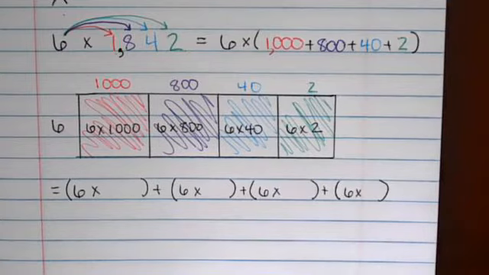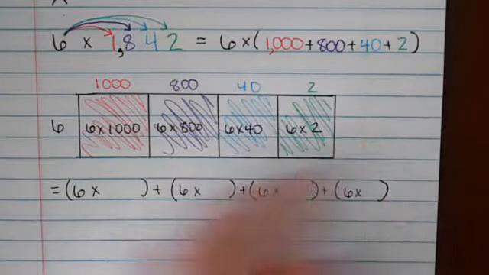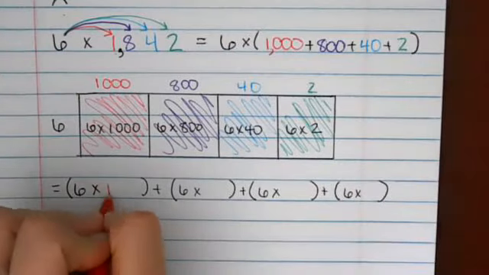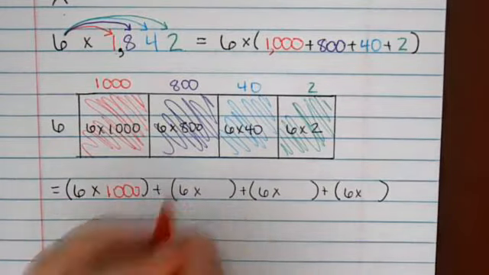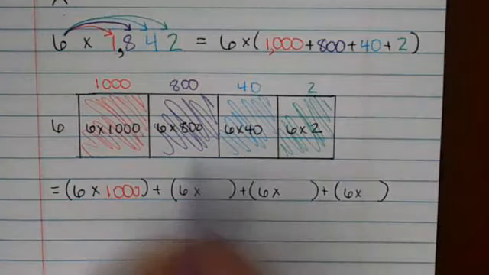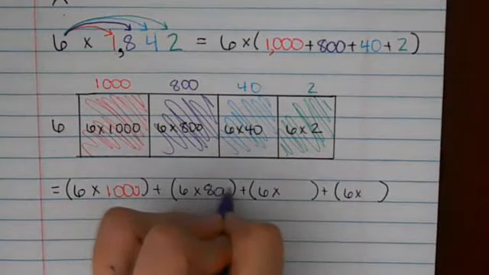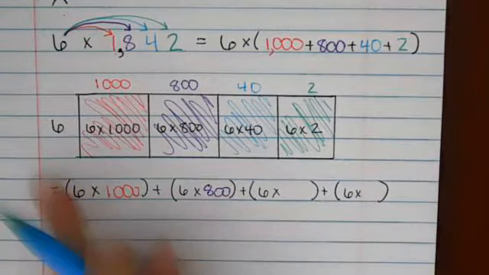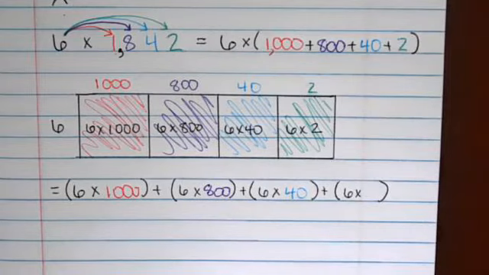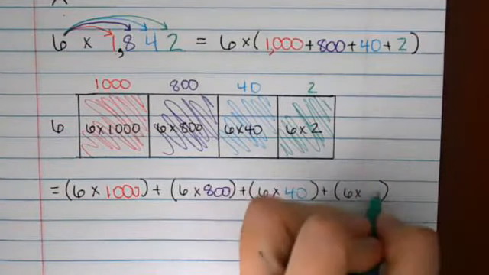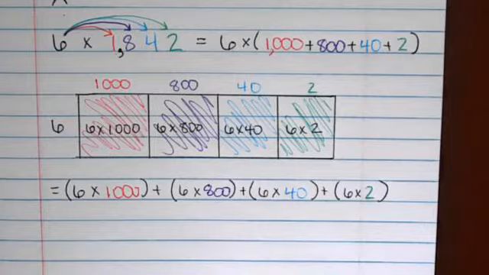Again, the reason why we're doing this is because of place value. You guys need to be able to remember that this is 6,000. So 6 times 1,000. This is the 8 in the hundreds place, so 6 times 800. This is 6 in the tens place, which is 6 times 40. And then 6 times 2 in the ones place is 6 times 2.